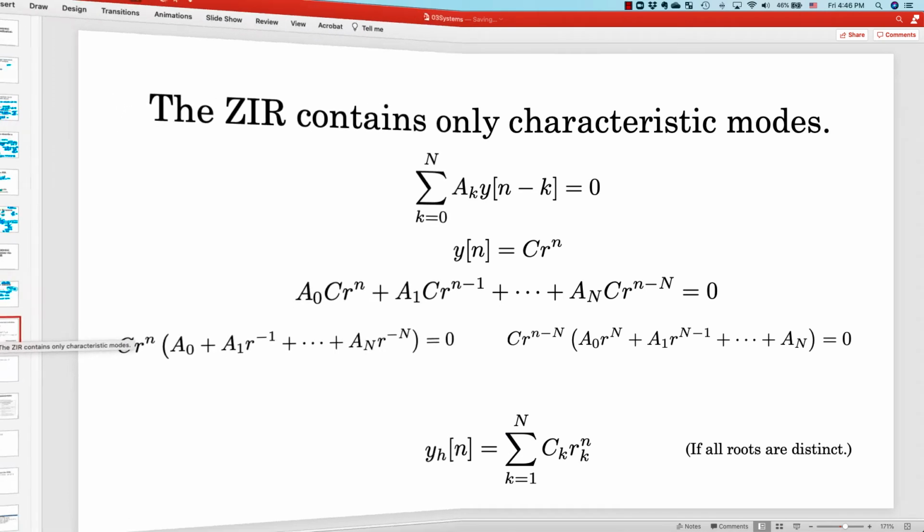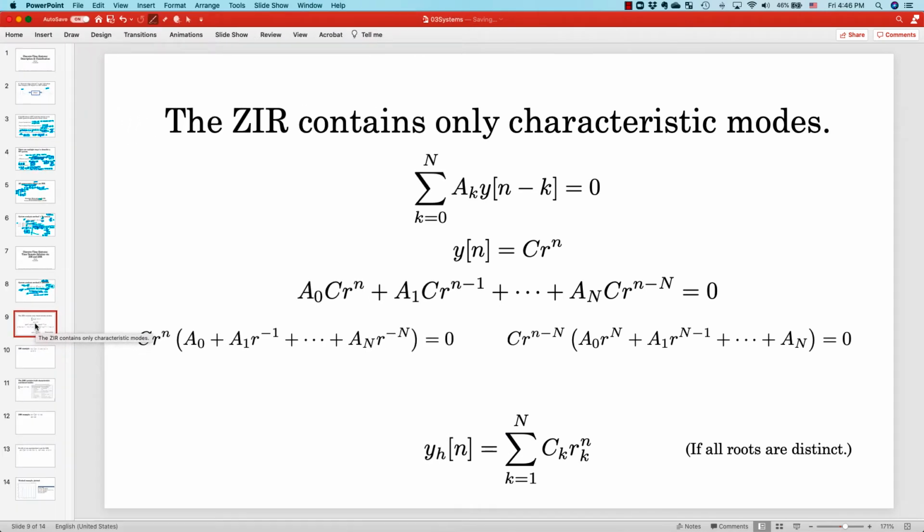Okay. So we're going to write the total response of the system, or the total output, as the sum of the ZIR and the ZSR. The ZIR is a little simpler, so we're going to treat it first. It's simpler because of this property: it only contains characteristic modes. What's a characteristic mode, you might ask?